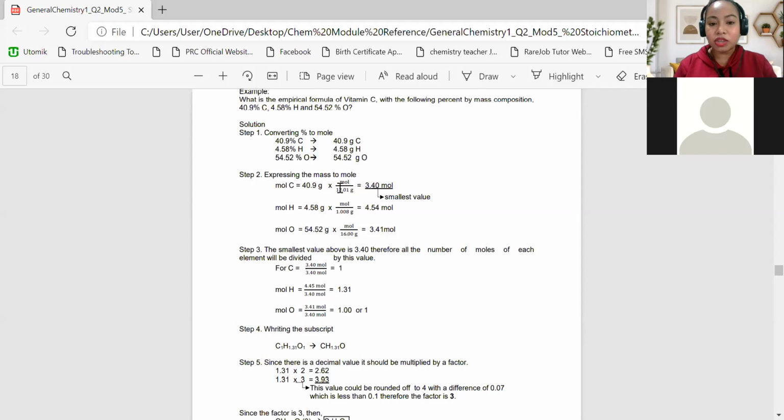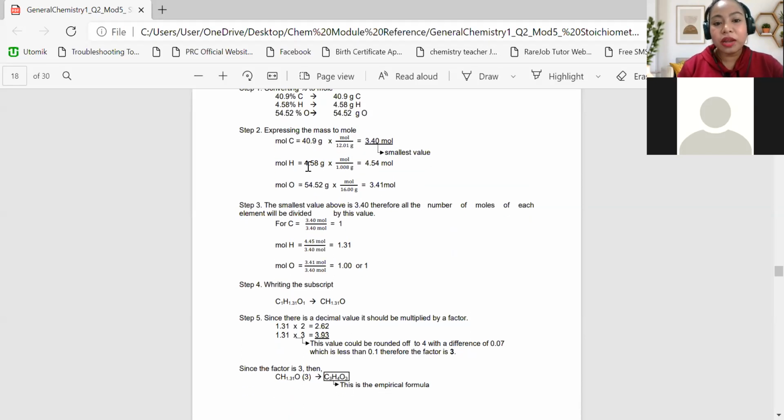Since 12.01 is the molar mass, its denominator is 1, so we invert it and the 1 goes on top. So, 1 mole over 12.01 grams. Divide, and we have 3.40 moles. We only cater to two decimal places, so if there are more decimal places, disregard the others. Just keep 2 decimal places.